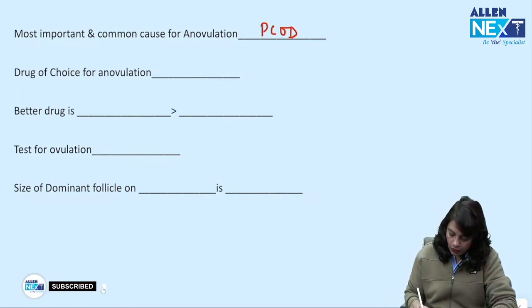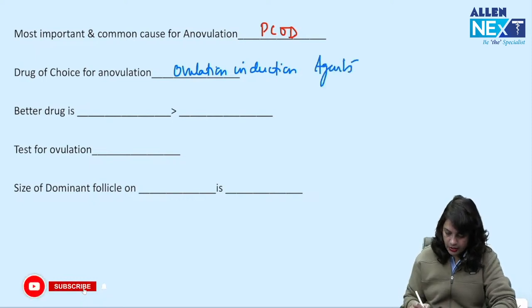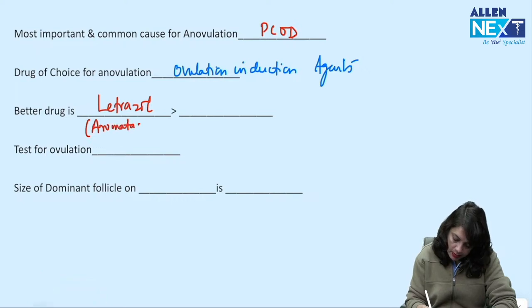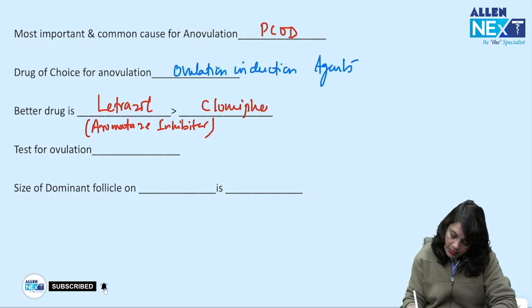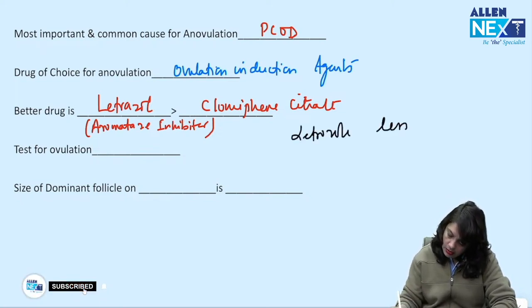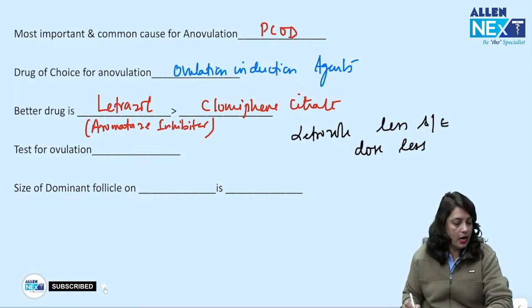What is the drug of choice for anovulation? It is always ovulation induction agents. Among ovulation induction agents, the better drug is letrozole, which is an aromatase inhibitor, acting as an anti-estrogen, and the next drug is clomiphene citrate. Now why nowadays do we prefer letrozole? Letrozole is preferred because it has fewer side effects, the dose is also less, and conception rates are better.